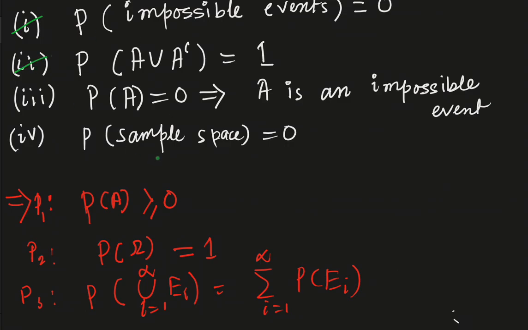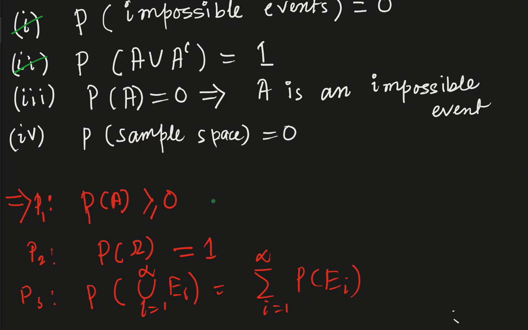Now the third statement looks like it is true because A is an impossible event, so there is no probability that A will occur in future, since A is an impossible event. So P of A is 0.